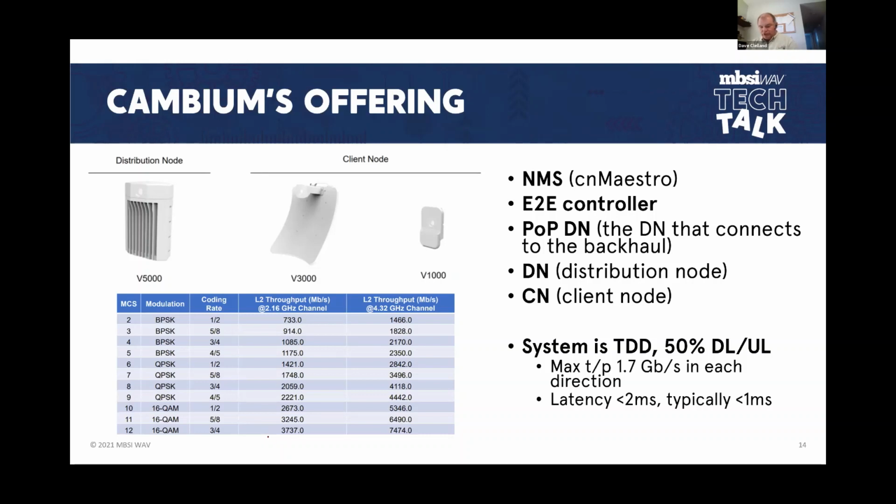This, of course, is full channel bandwidth, right? It doesn't take into account the fact that our TDD in this case is 50/50. So I would have 3.7 gig total when I'm at maximum modulation level on a single channel, and I divide that in half, and I get my 1.7 gigabits of capacity in each direction.